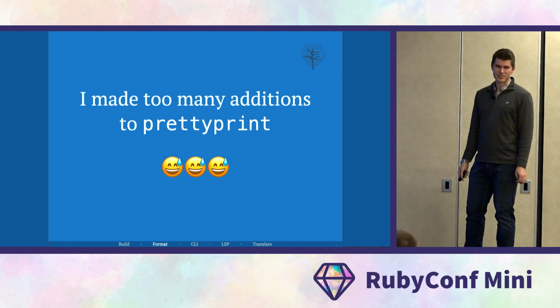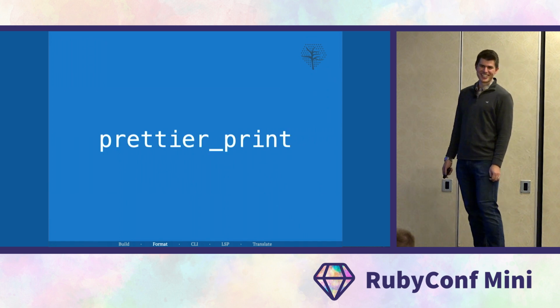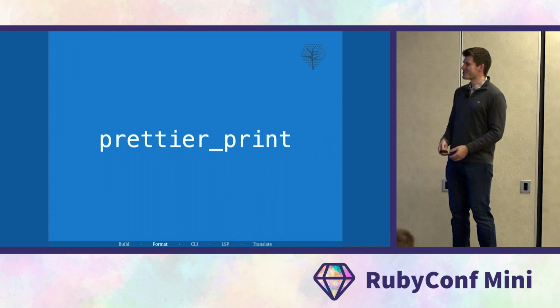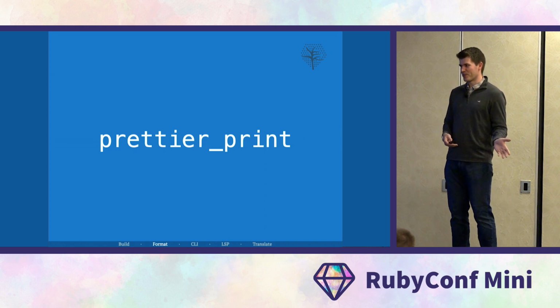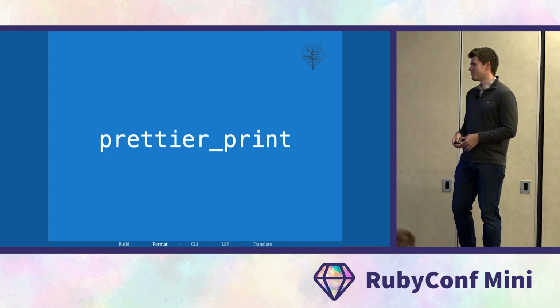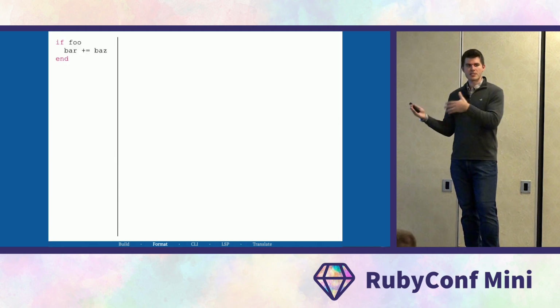So I made too many additions to pretty print. I really, really wanted this to be standard library, and as part of the grant proposal, I said, this is going to be standard library, it's going to be great. And then the maintainer was like, what are you doing? So I published a new gem. It's just simpler. So there's a new gem called Prettier Print that does exactly this. It is a drop-in replacement for Pretty Print. You can use it in any place Pretty Print would be used, except it has way more functionality, because I don't feel like arguing online. So, this is the basis for the Ruby formatter.